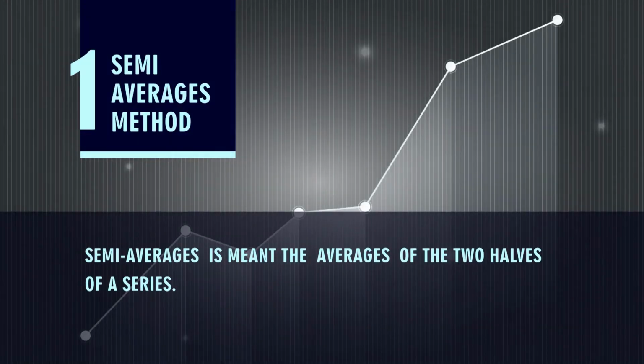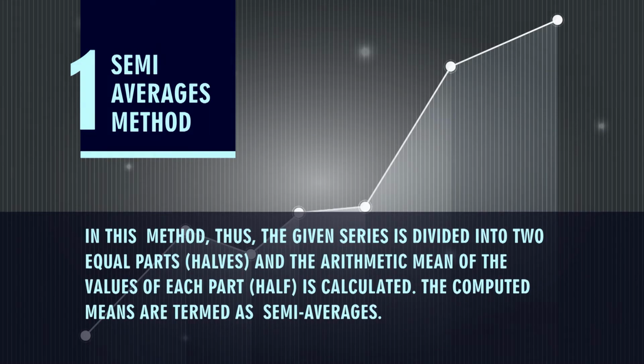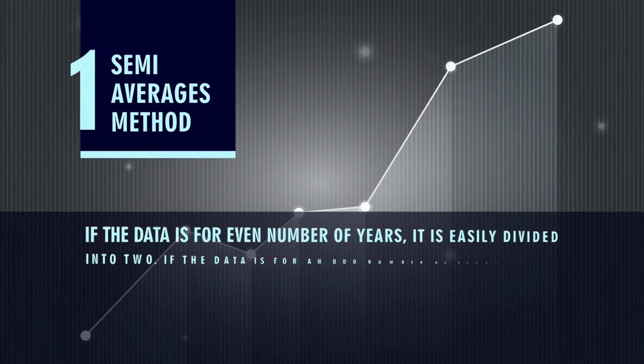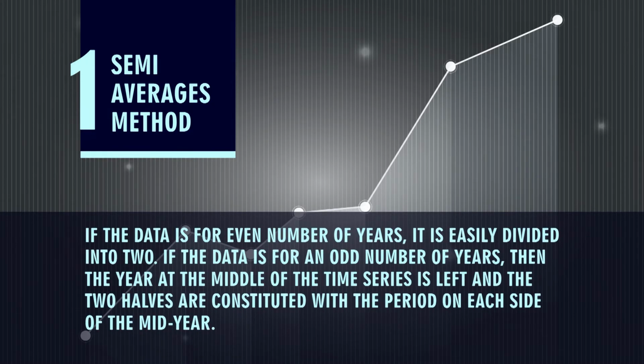If we go more into the backdrop of the semi-average method, by semi-averages is meant the averages of the two halves of a series. In this particular method, the given series is divided into two equal parts, that is halves, and the arithmetic mean of the values of each half is calculated, and the computed means are termed semi-averages. If the data is for an even number of years, it is easily divided into two. If the data is for an odd number of years, then the year at the middle of the time series is left out, and the two halves are constituted with the periods on each side of the mid-year.